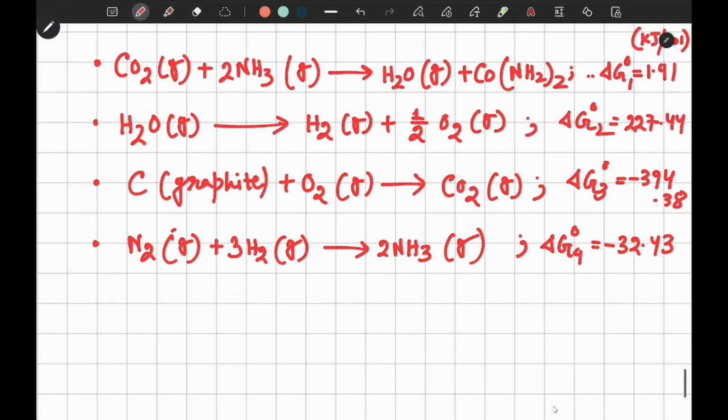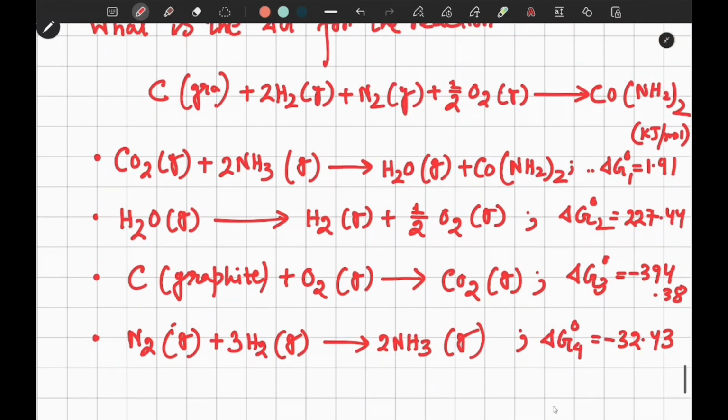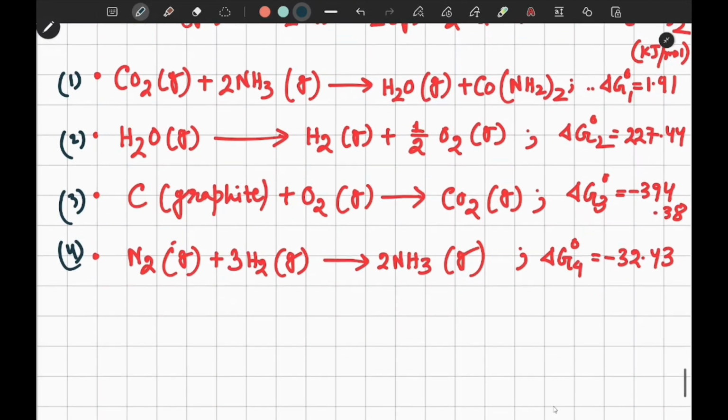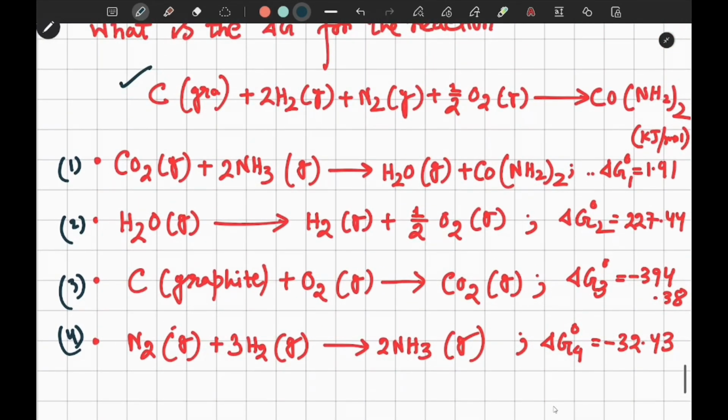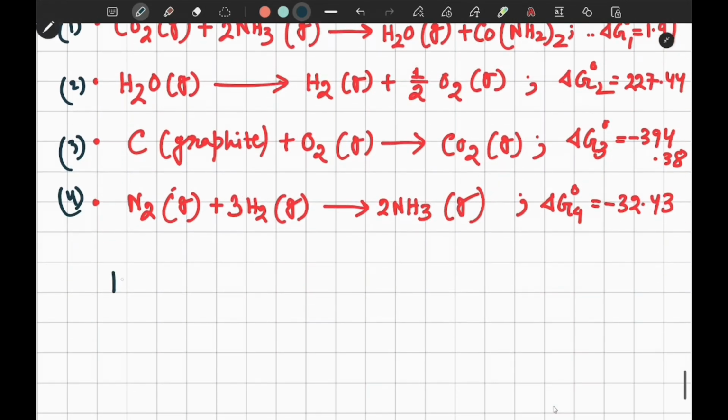From these four data, we have to find out the del H for this. You know, del G, sorry. Del G is a state function, so eventually you can add up. From these four reactions, we have to make the final one, for which we have to calculate the del G. So this is 1, 2, 3, and 4. If we add, this should be the left hand side and this should be the right hand side. Clearly we have to add 1 and 3 first.